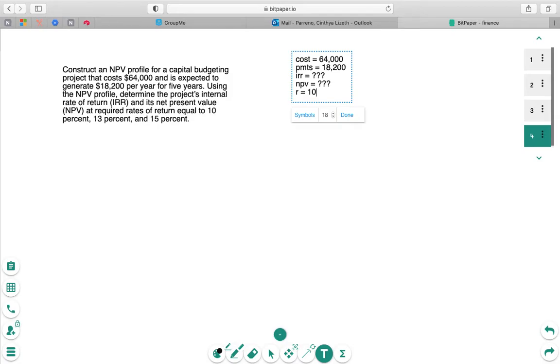Okay, 10%, 13%, and 15%. Making an NPV profile is very hectic in my opinion. It takes a long time. So instead of doing it for every single percentage, starting from 0 all the way to 20 or whatever as the problem suggests, I'm going to find the IRR first so that we know where it's going to be changing from positive to negative, and we just construct the NPV around that.